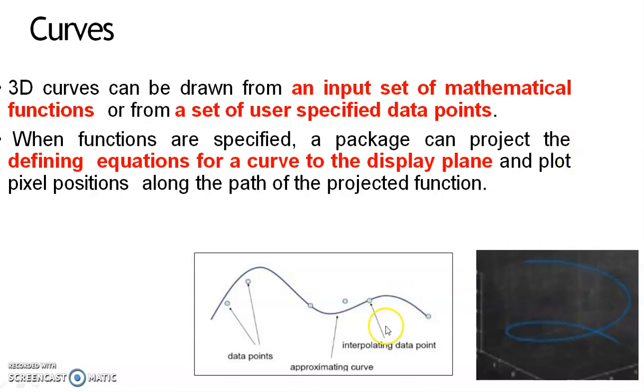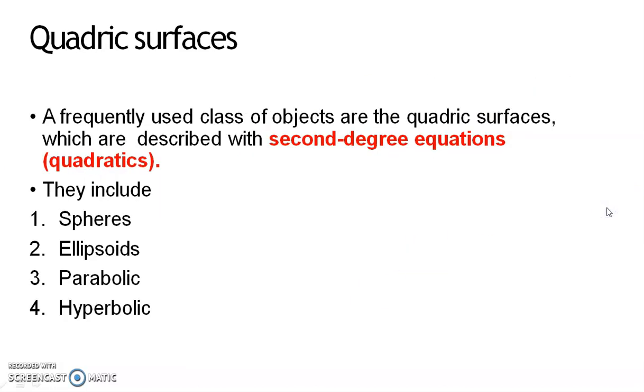Here is an example. The data points are near the curve, and here it is approximating the curve, and this data point is on the curve, that is interpolating the data point.